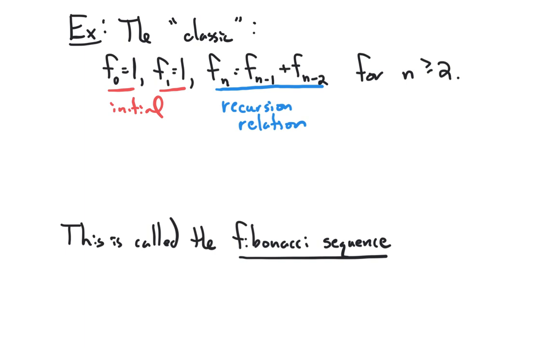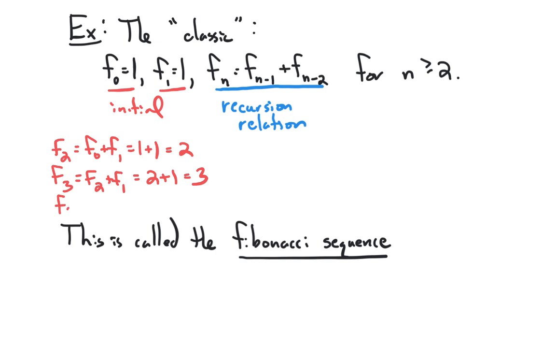We can calculate a couple of these. So we have f0 and f1. f2 is going to be f0 plus f1, so that's 1 plus 1, which is indeed 2. So we know f2 is 2. f3 is f2 plus f1, so that's 2 plus 1, which is 3, and f4 is f3 plus f2, which is 3 plus 2, which is 5. Maybe we'll do just one more. f5 is f4 plus f3, so that's 5 plus 3, which is indeed 8.